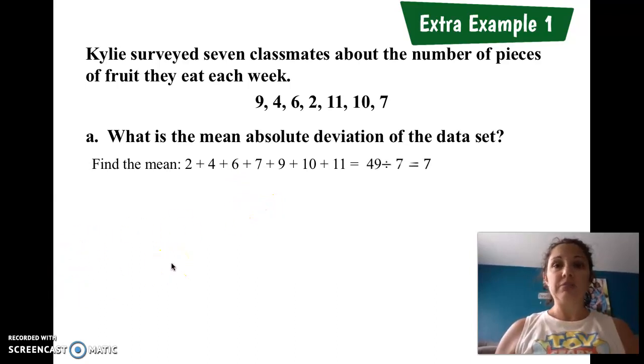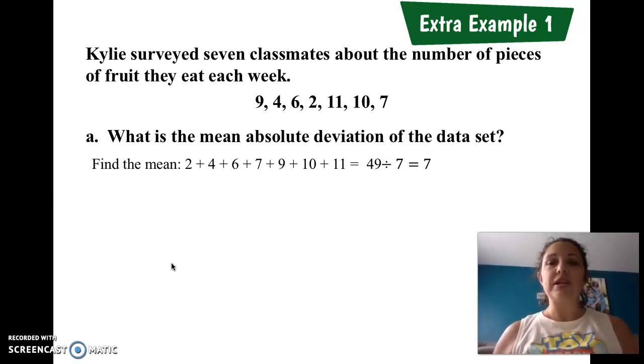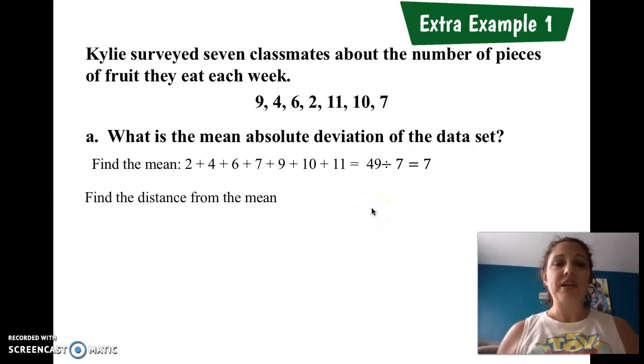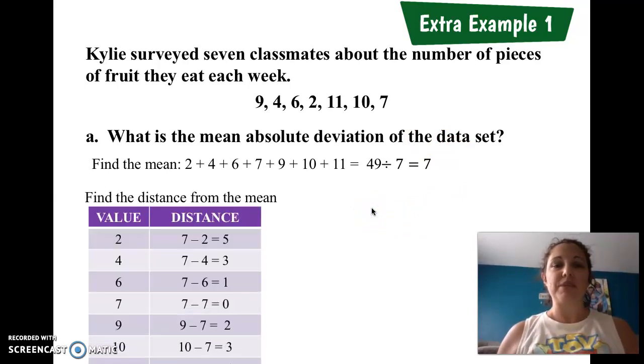Did you get 49? Because you should have. So 49 divided by 7, because we have 7 pieces of data. 1, 2, 3, 4, 5, 6, 7. When we divide that out, we have an average of 7. So on average, the kids eat about 7 pieces of fruit each week. But that's not what we're looking for. We're looking for mean absolute deviation. So let's set up that table to find out how far each of those is from the mean.